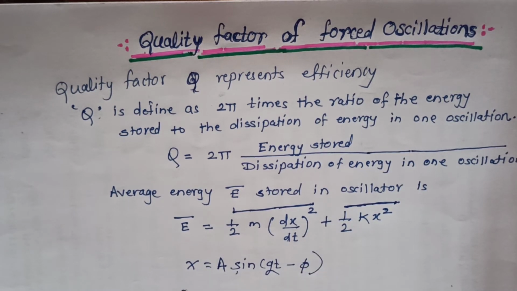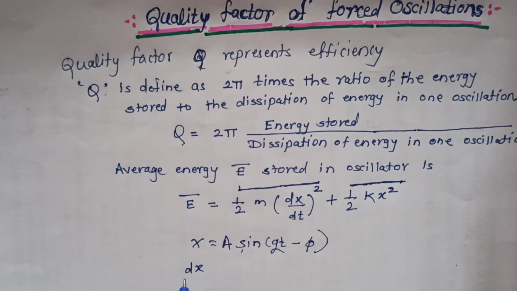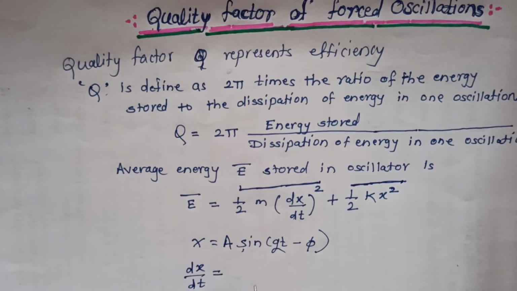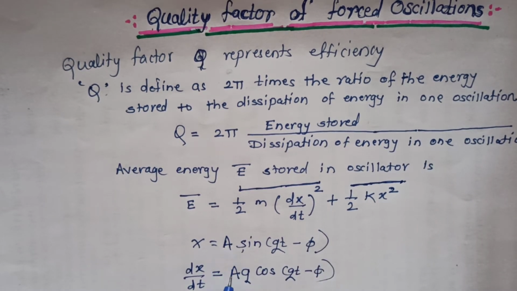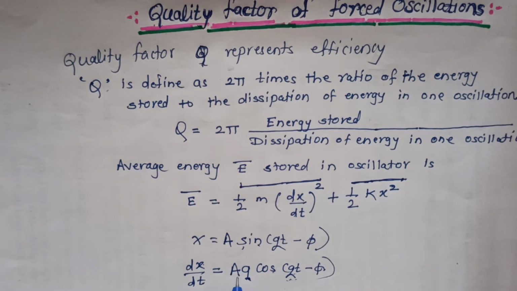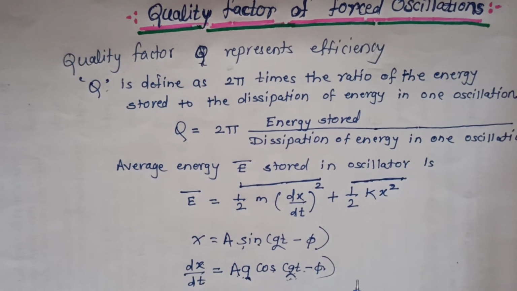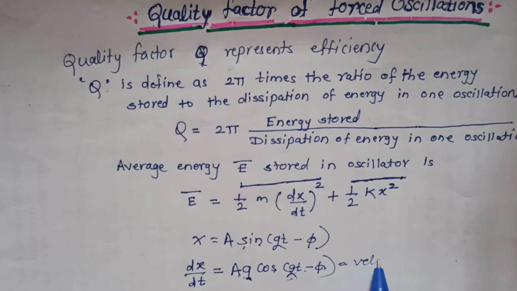Its derivative, dx/dt, is equal to a q cos(qt - phi). Here a is constant, the derivative of sine is cos(qt - phi), and again the derivative of qt with respect to t is q. Therefore dx/dt is equal to a q cos(qt - phi), that is equal to velocity.